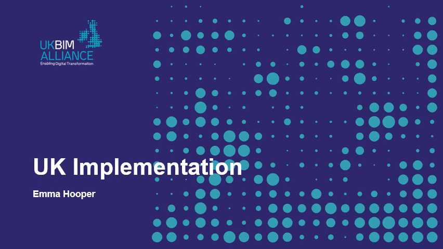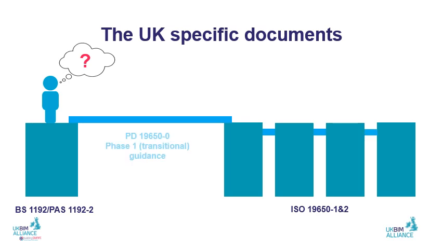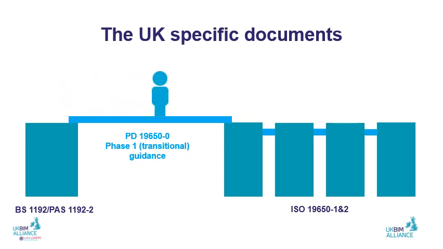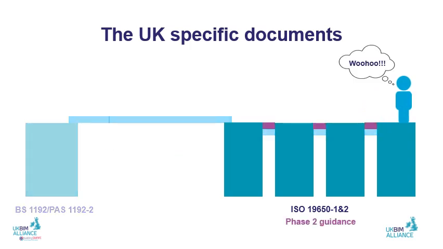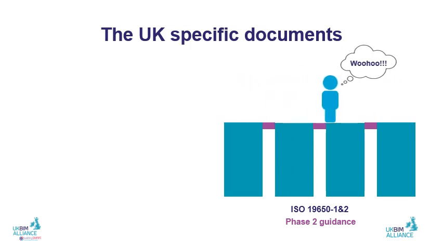UK implementation. So we now have these shiny new standards, and to help the UK cross the bridge from old to new, we have PD 19650 Part 0, which is the Phase 1 or transitional guidance. This points out the main changes and is to be used with our existing knowledge, but the journey might still be a bit bumpy. Therefore, to help existing and new users, later this year we will provide full Phase 2 guidance.